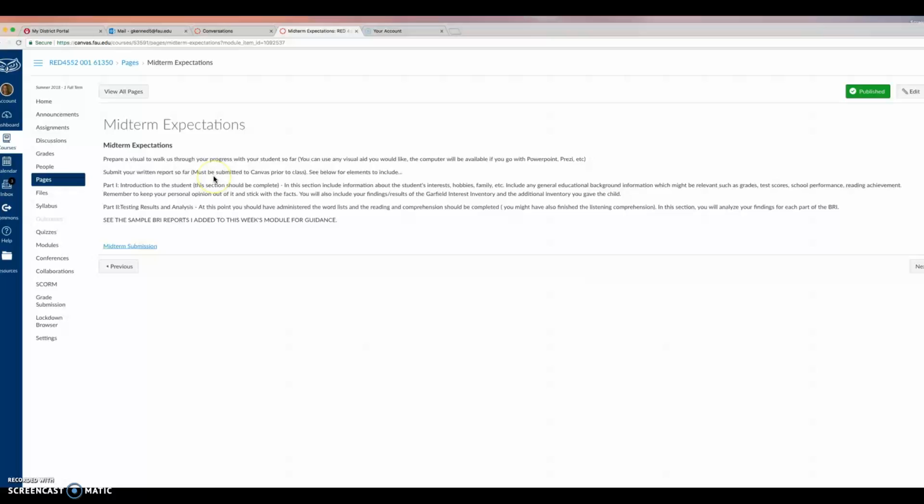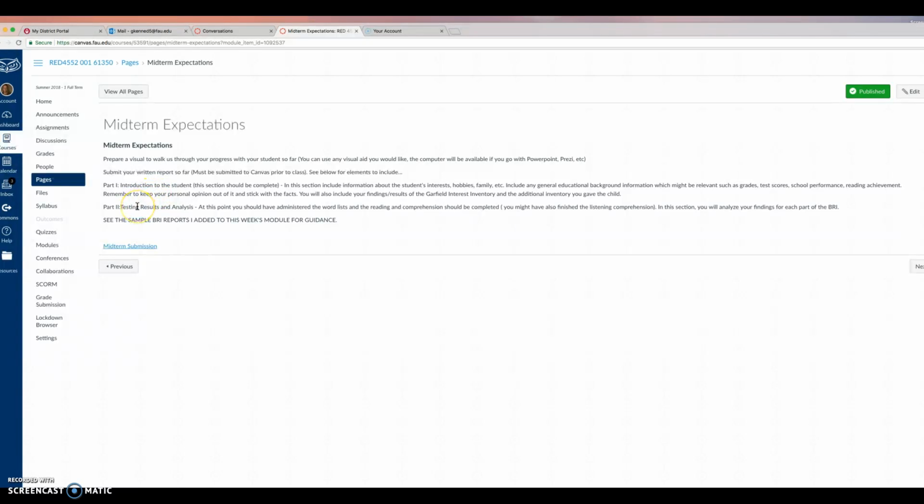And then the second part of the midterm is to submit the written report so far. A couple weeks ago, we looked at part 1, which was the introduction. We looked at some samples from past students. And so that part is due.